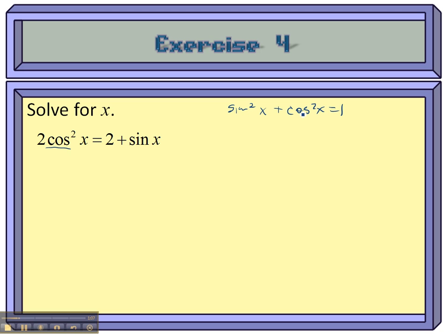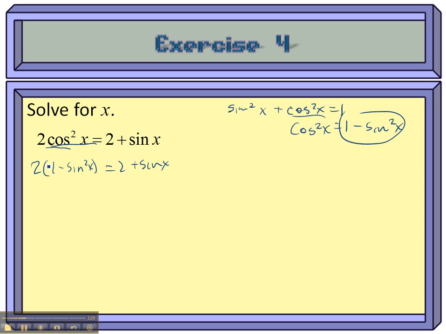So to get cosine squared x, I just subtract the sine squared over here. This is 1 minus sine squared x. So that's what I'm going to substitute in for this. So 2, open your parentheses, 1 minus sine squared x equals 2 plus sine x. Distribute your 2 over here.